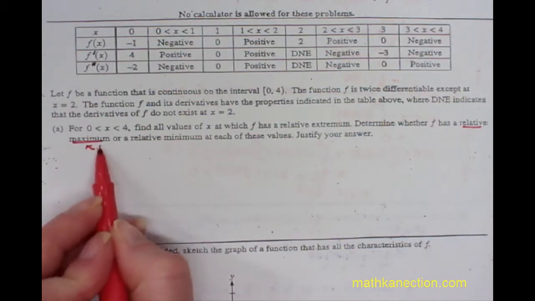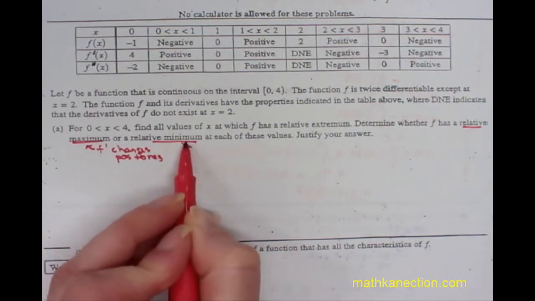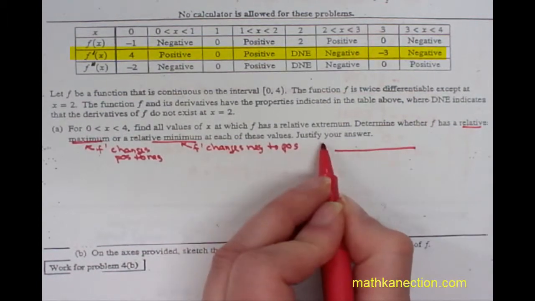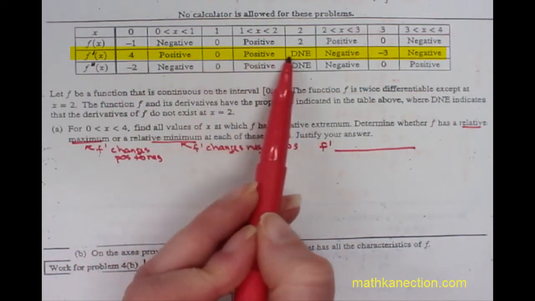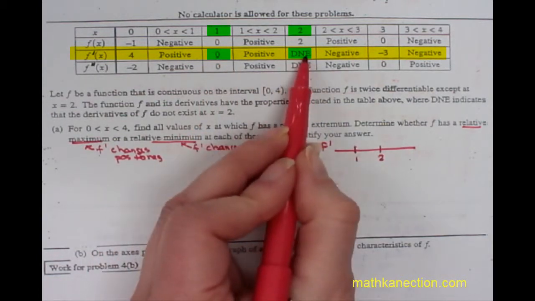So to find where f has a relative maximum, that's when f prime changes from positive to negative, or a relative minimum, that's when f prime changes from negative to positive. So looking at f prime, you can make a number line if that helps you visualize better. So f prime is equal to 0 or does not exist at 1 and 2.